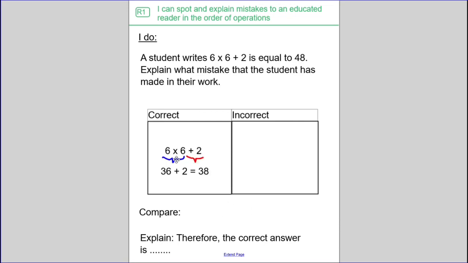So the correct thing we do first is 6 times 6 add 2. First thing we need to do is multiply. So 6 times 6 gives us 36. Bring the rest of it down. And once we add, we get 38.